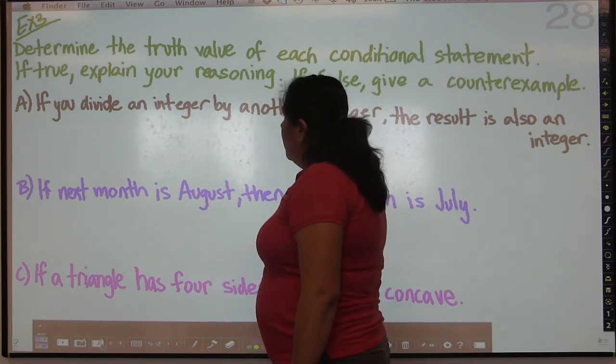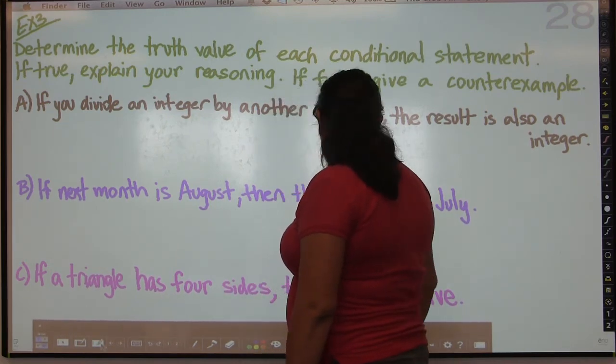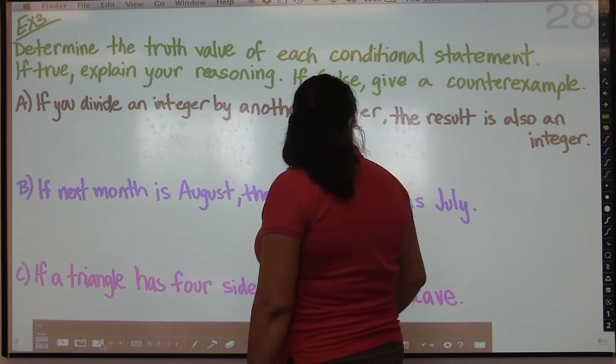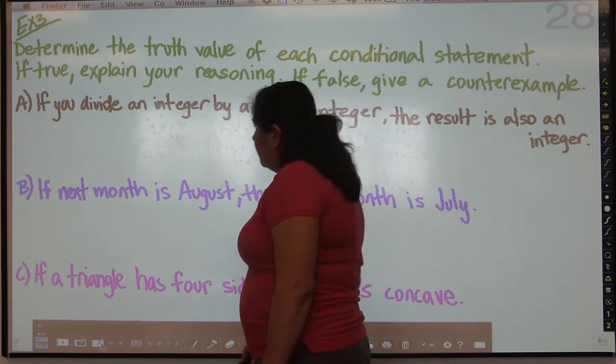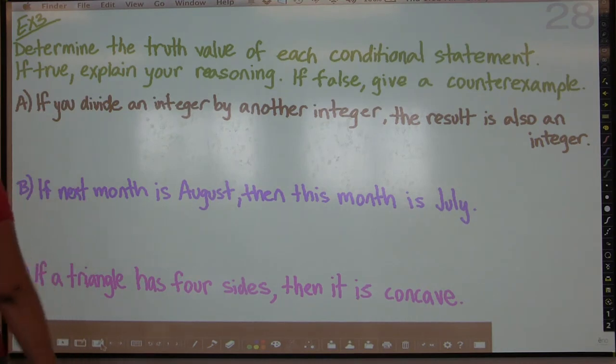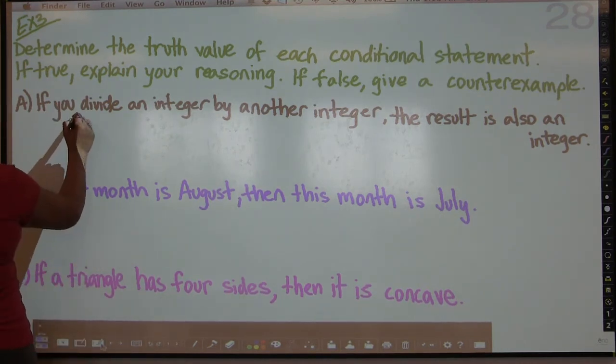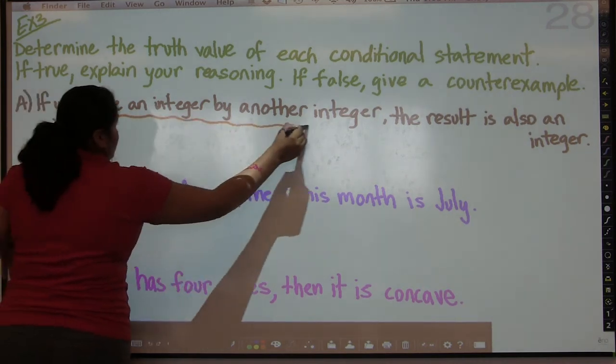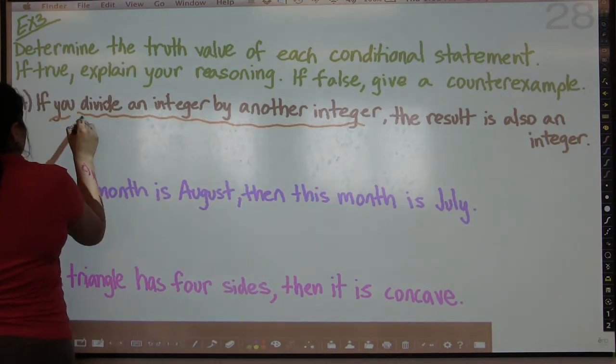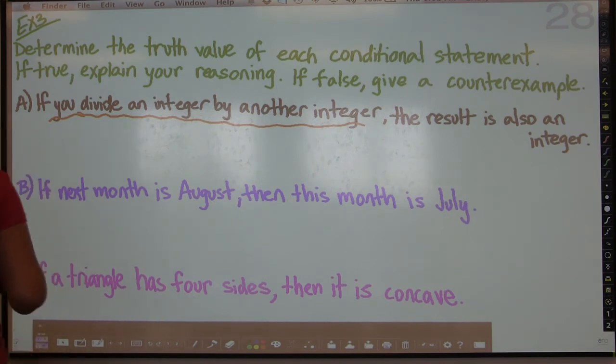So, if you divide an integer by another integer, then the result is also an integer. Okay, determine the truth value of each conditional statement. So first we want to find the hypothesis. Divide an integer by another integer. That's my hypothesis. So my conclusion is the result is also an integer.